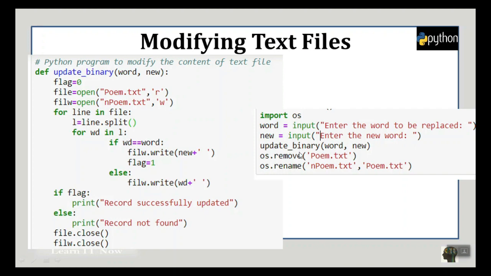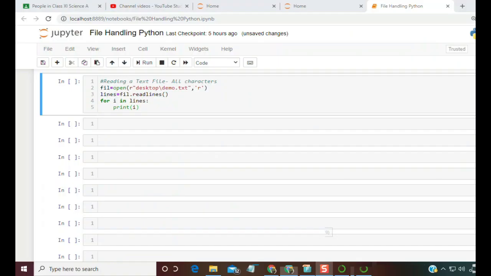Now we will call the function. After we have done this replacement, we will remove poem.txt by writing os.remove, and for os we need to import the os module, and then we will rename npoem.txt to poem.txt. So let's see this practically. First let's see how to separate words individually and then we will do the modification.